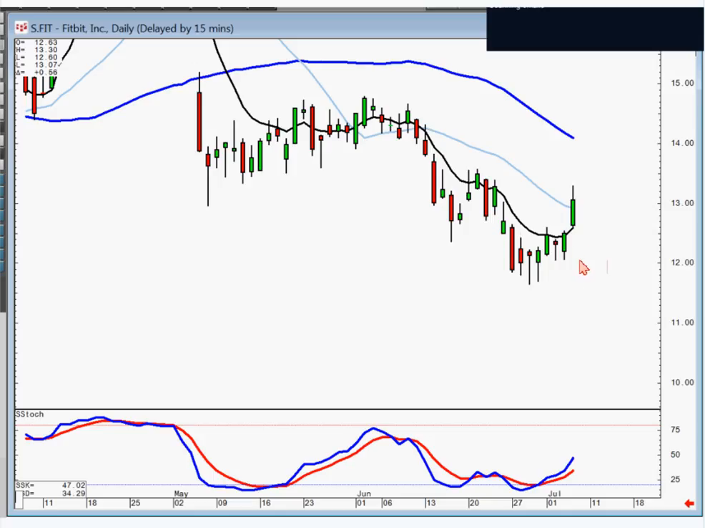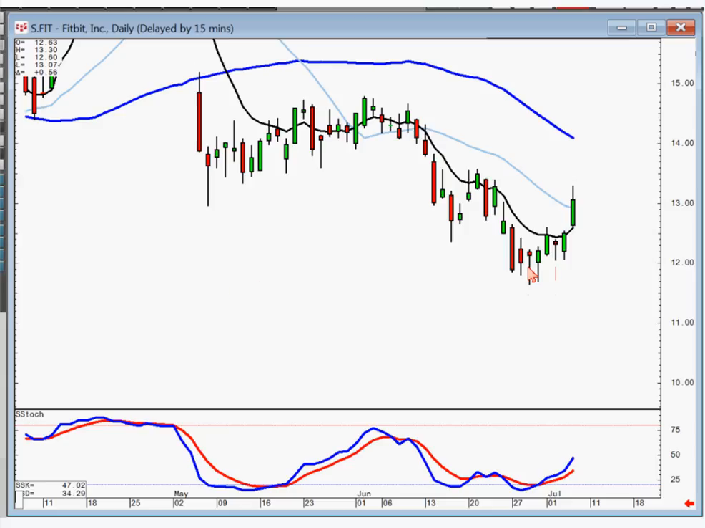There was a left-right combo on FIT. I had this one written down. So I'd be a buyer of this one. Just watch what it does once it gets to the 50, and then it should get back up into the handle here. A couple other ones that I wrote down that look good.